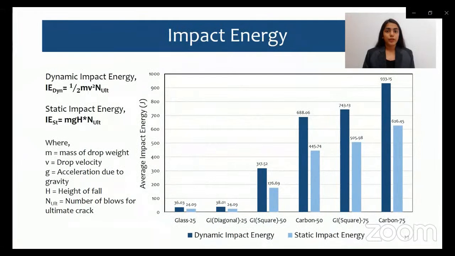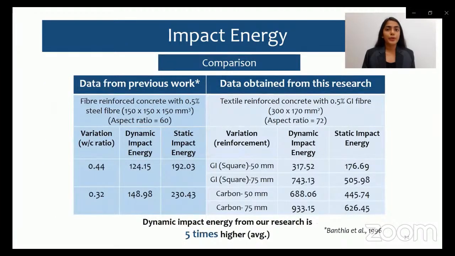From the velocity of the falling hammer, dynamic and static impact energy of the plates was measured using the equation shown here. Carbon textile reinforced plates had more impact energy compared to others. However, with the increase in thickness, the difference between carbon and square-oriented GI fiber reinforced plates decreased. These results were again compared with research for 0.5% steel fiber. Our obtained dynamic impact energy was on average 5 times higher.